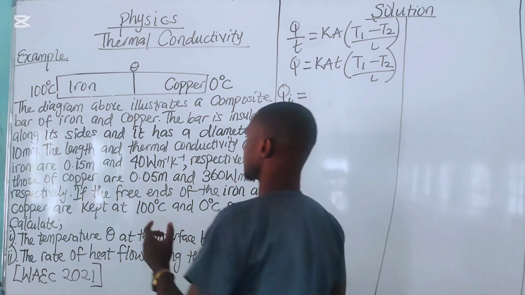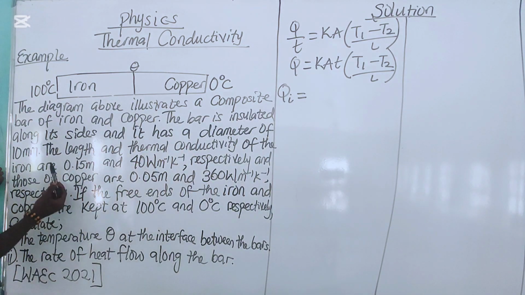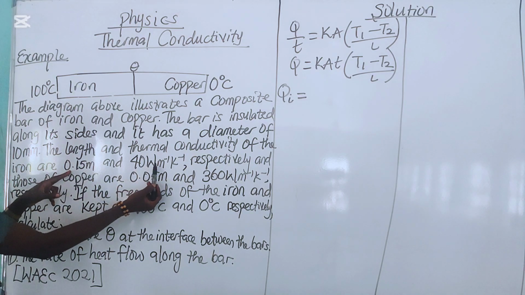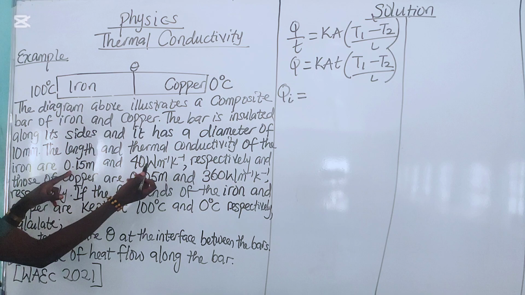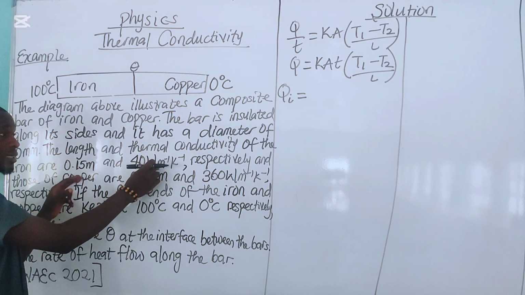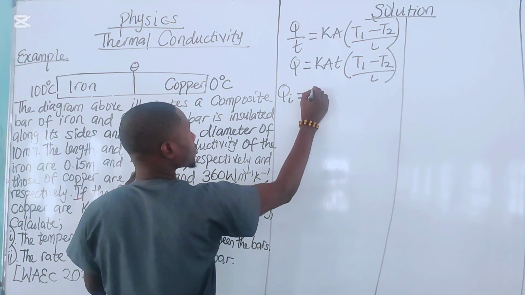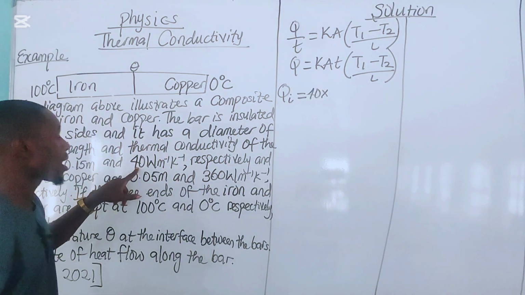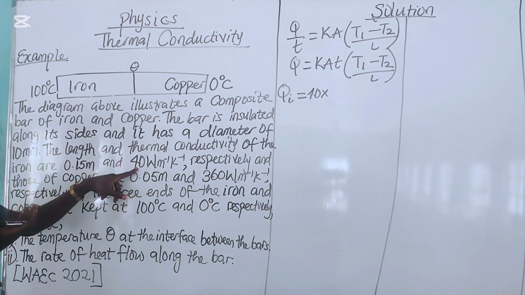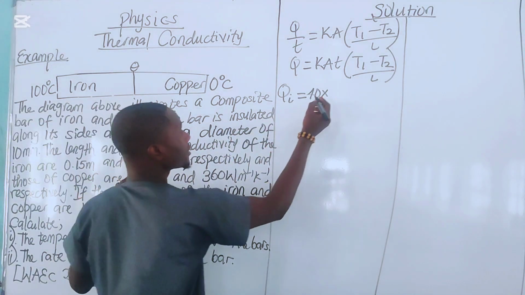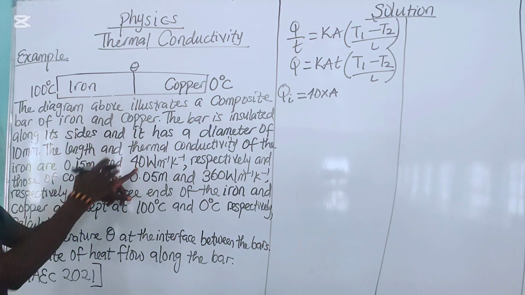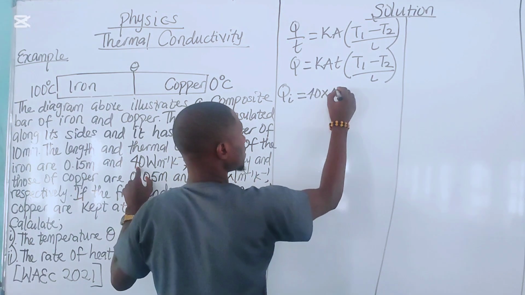And we are told that the length and thermal conductivity of the iron are 0.15 and 40 watts per meter per Kelvin. It means that the thermal conductivity of iron is 40. So I will substitute it, 40 multiplied by the area of the iron. We don't know the area, so it remains A. And the time taken for the heat to flow, we are not given, so it remains T.